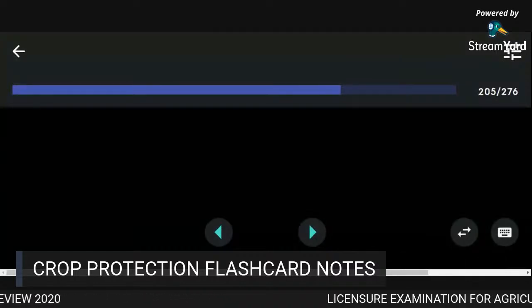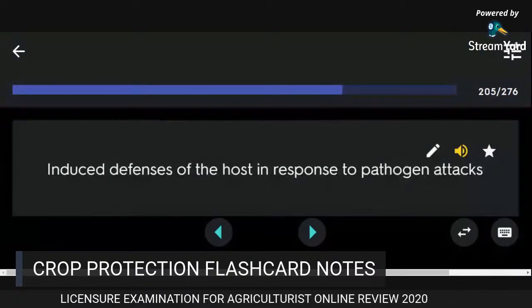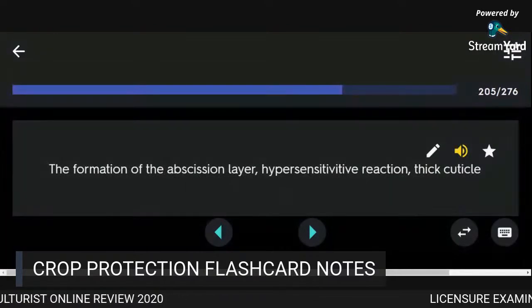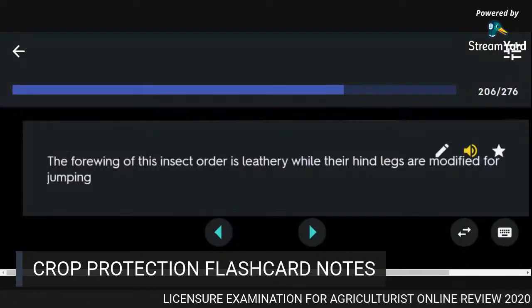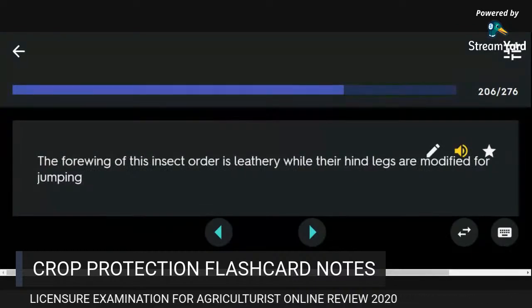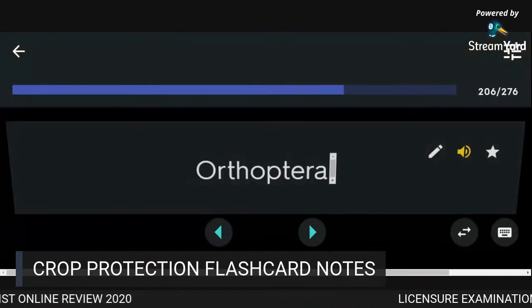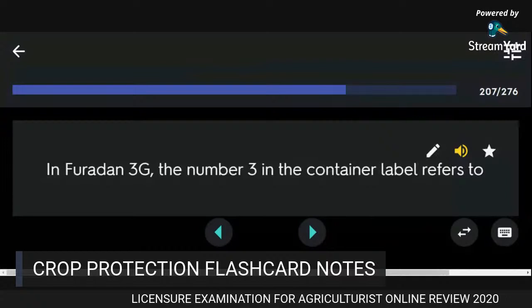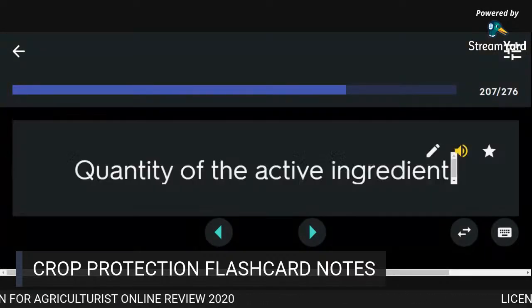Induced defenses of the host in response to pathogen attacks. The formation of the absorption layer, hypersensitivity reaction, thick cuticle. The forewing of this insect order is leathery while their hind legs are modified for jumping. Orthoptera. Infuridan 3G, the number 3 in the container label refers to the quantity of the active ingredient.